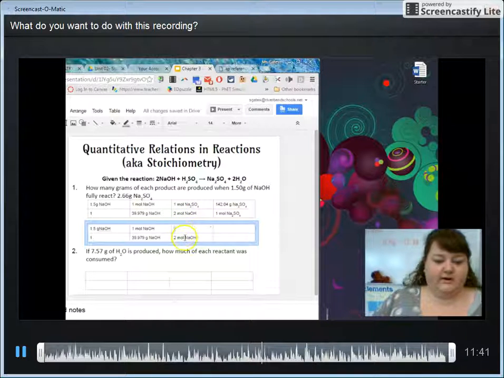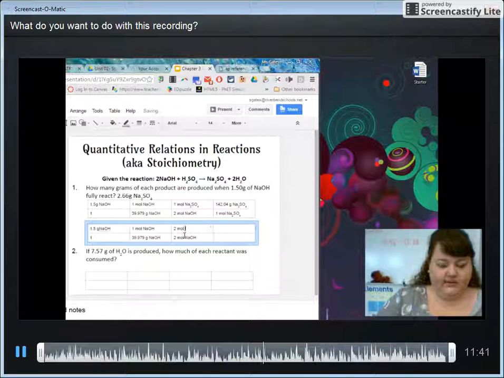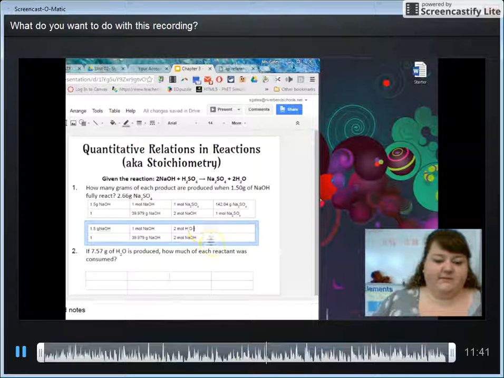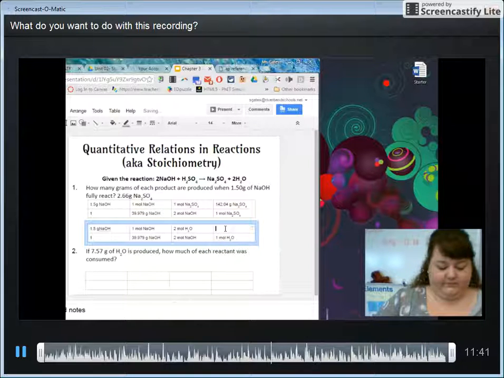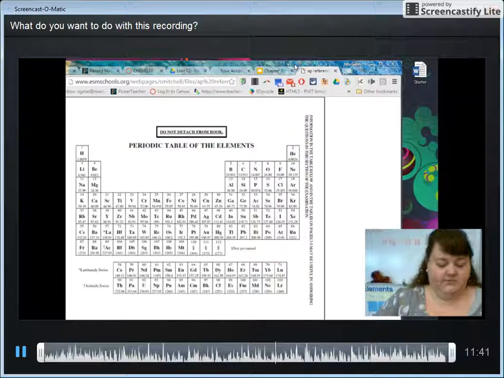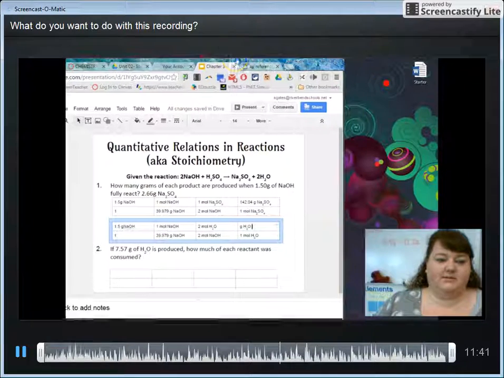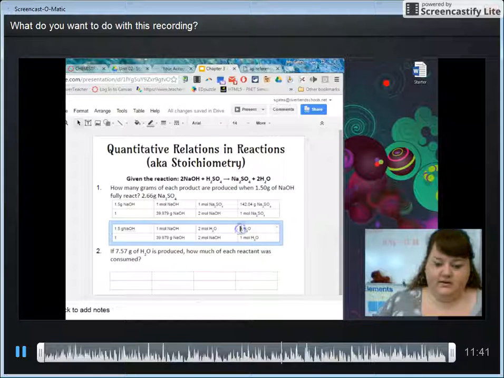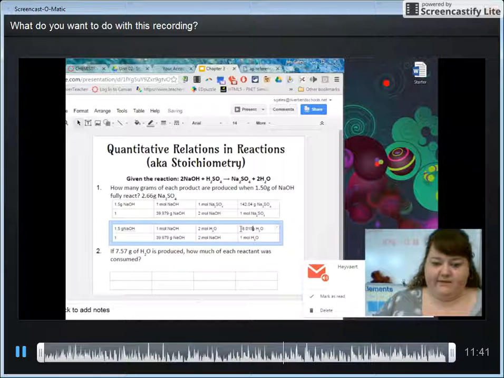So there's a 2 out front of the water, so it's going to be 2 moles of H2O. And then we got to get to grams of H2O. So our 1 mole always goes opposite that. 1 mole, and we got to find our grams of water. So we're going to use our periodic table. So 2 hydrogens, excuse me, 1.0079 times 2 plus an oxygen, which is 16. So we get a molar mass for water that is 18.0158.